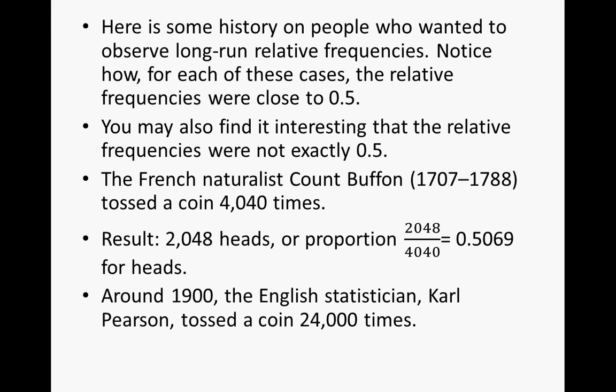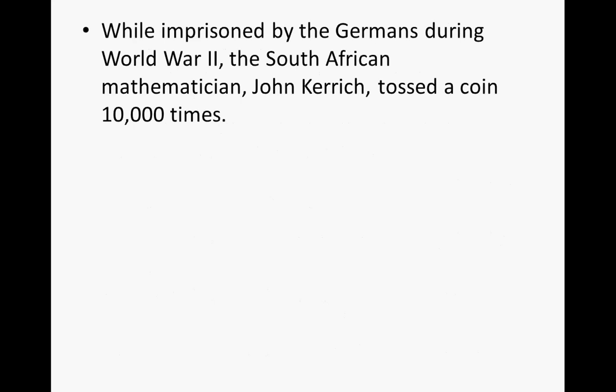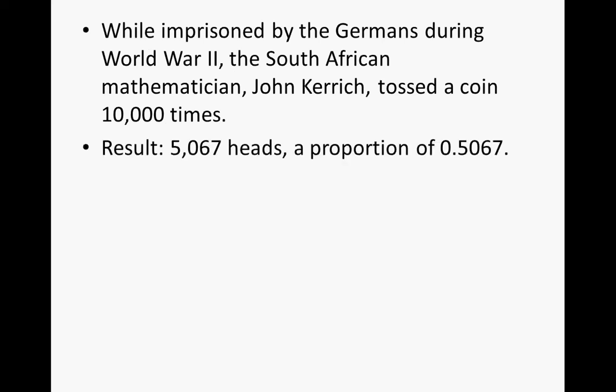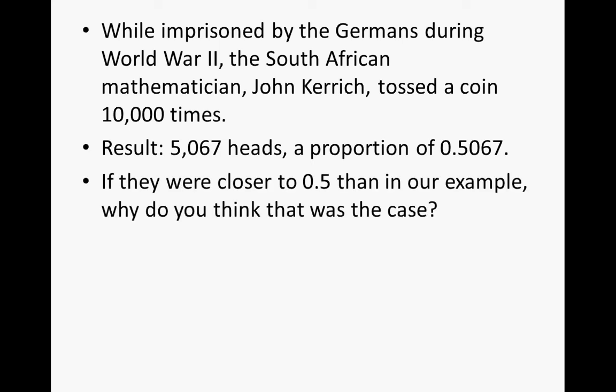Around 1900, the English statistician Carl Pearson tossed a coin 24,000 times. The result was 12,012 heads, a proportion of 0.5005. While imprisoned by the Germans during World War II, a South African mathematician, John Kerrich, tossed a coin 10,000 times. The result was 5,067 heads, or a proportion of 0.5067. If they were closer to 0.5 than in our example, why do you think that was the case?